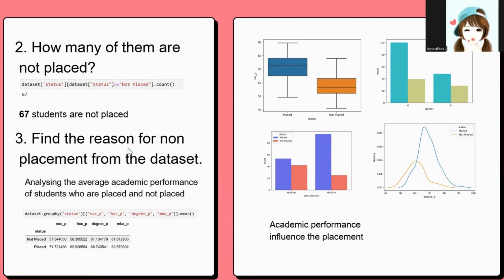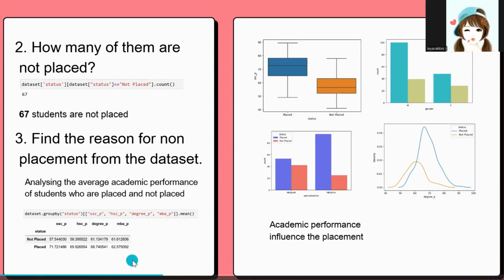Next question will be why these students are not placed. To analyze it, I'm analyzing the average academic performance of the students, those who are placed and those who are not placed. I use this groupby code. It grouped the students by their status and their average 10th percentage, 12th percentage, degree percentage, and MBA percentage. This .mean refers to the average. So when we get the table like this, we can compare the average of their academic performances.